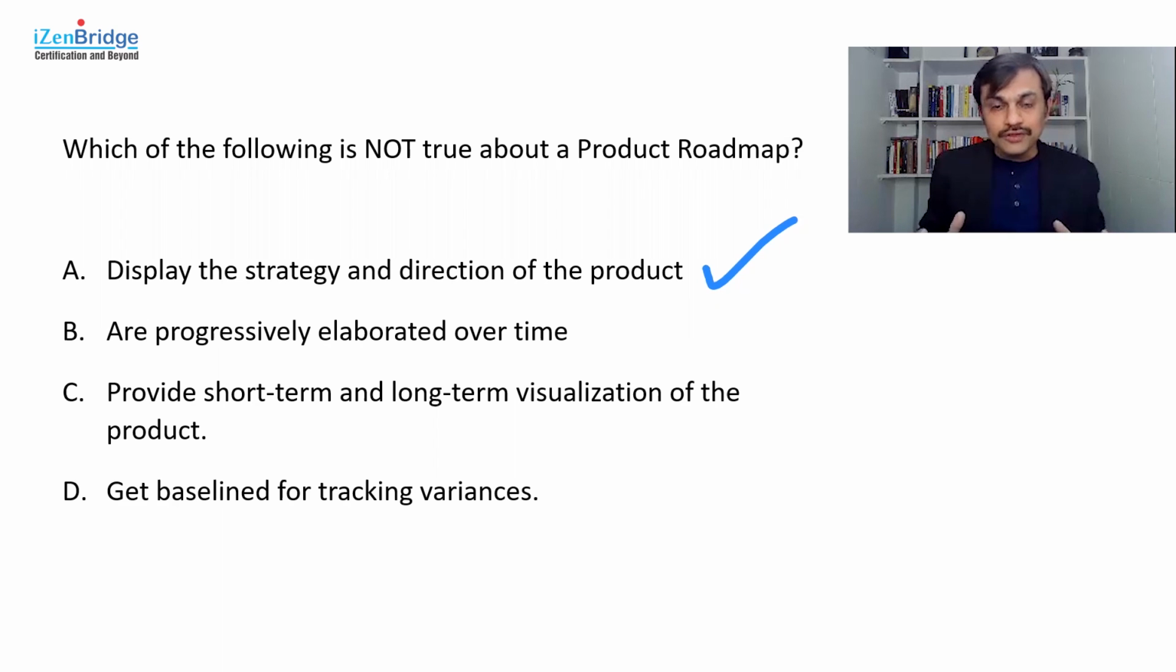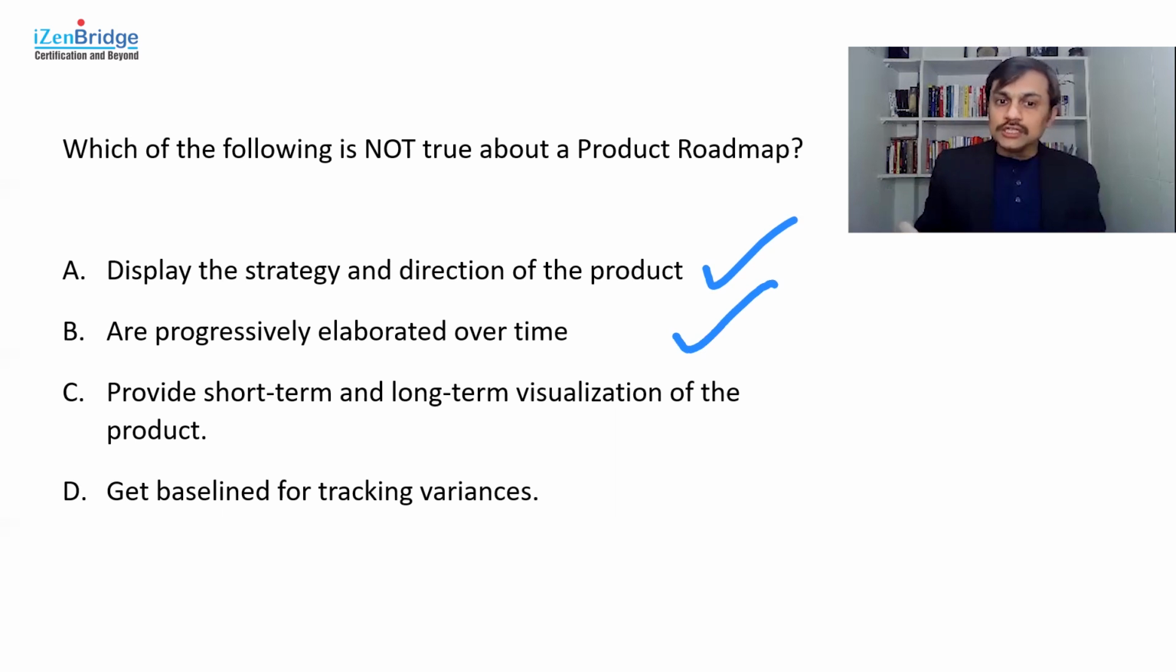Now, sometimes you may feel, no, it should give us a clear path. That is not necessarily true. It laid out the path, but the clarity in the path is going to emerge as we go along. As we start traveling on the path, we will know how we need to refine it, how we need to adjust it in order to achieve the given product vision. So this option is right. So it is true about the product roadmap. We can't say it is not true.